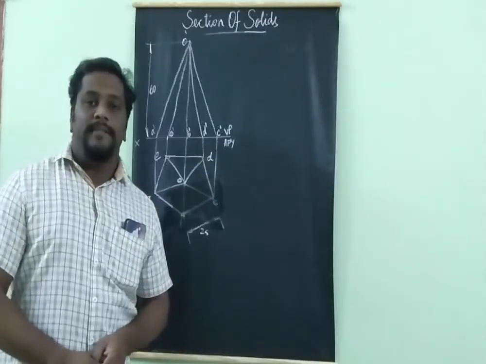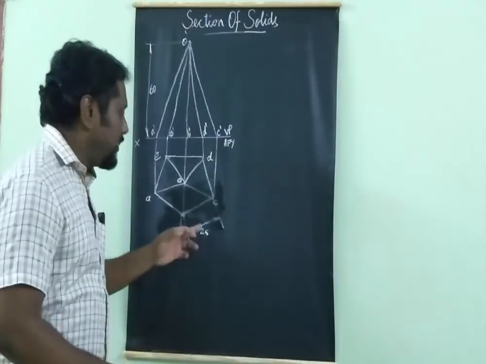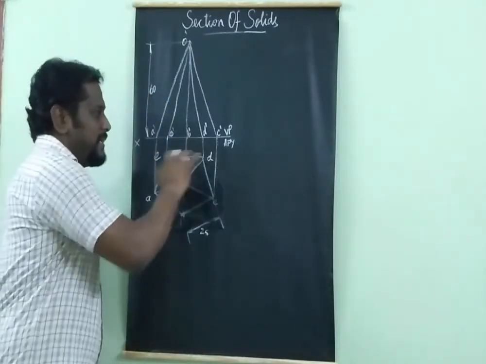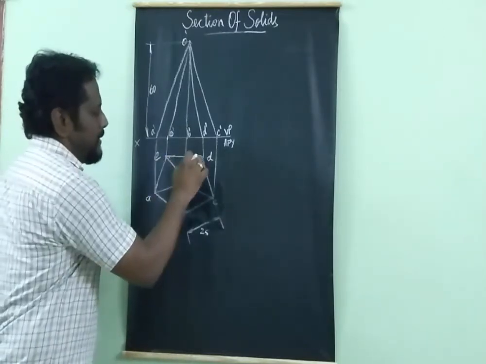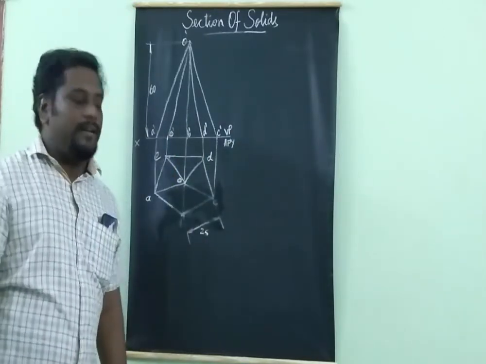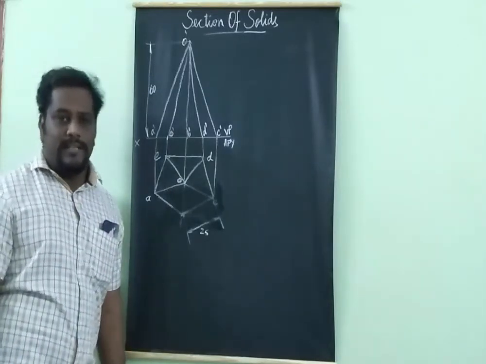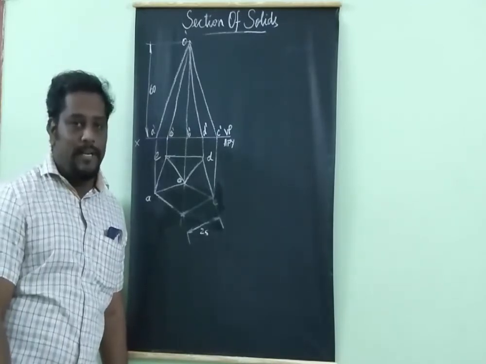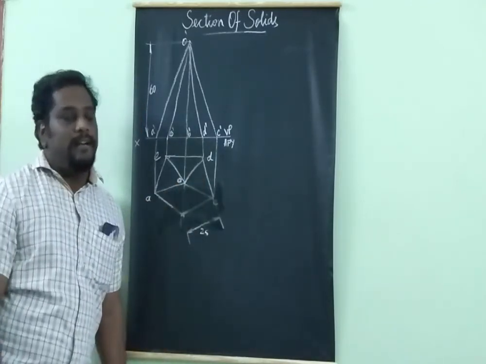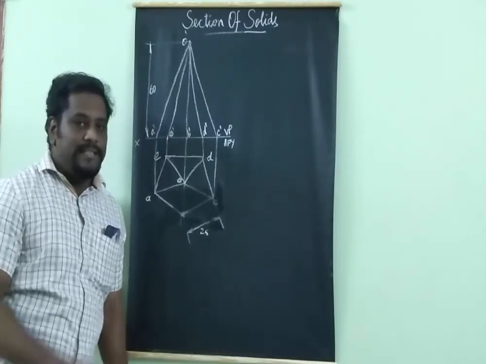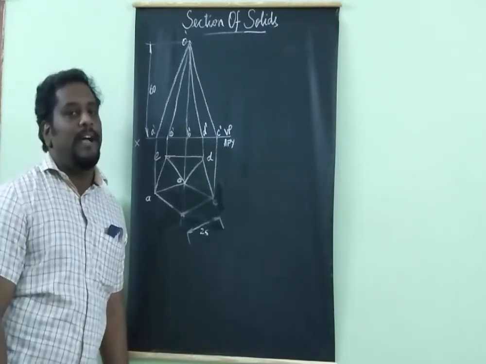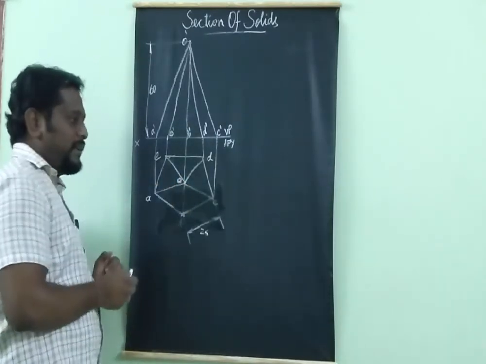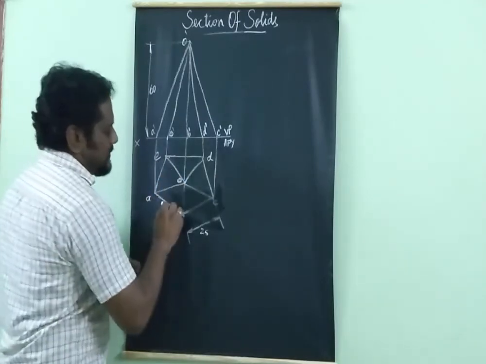The last problem, it is given that a pentagonal pyramid of side 25 mm and axis 60 mm, and one of its base edges is parallel to VP. So I am keeping this base edge parallel to the vertical plane, right? The cutting plane condition given here is it makes 30 degree with VP. So if it makes 30 degree with VP, then it comes below the XY line. Then it cuts the solid 5 mm away from the axis. So this is your axis point, and now I am going to draw a 30 degree line along this axis line like this.